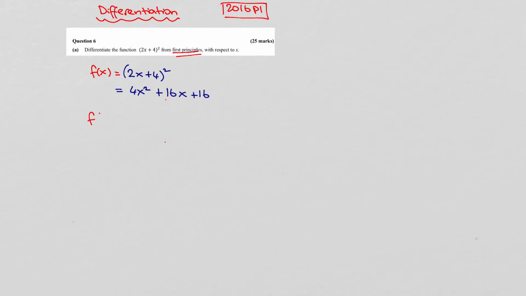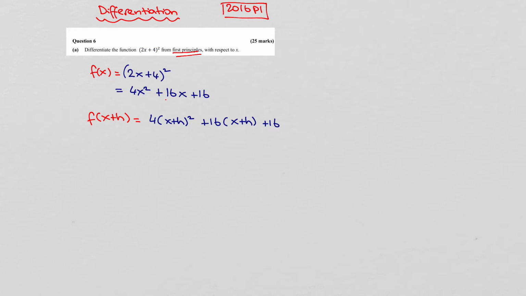My next step is to replace every single x with x + h, in other words making sure we're using brackets. Instead of x, I'm going to put in (x + h), and it's 4x squared, so I have to make sure that I square that (x + h). Then I have 16 times x, so again, instead of x, I'm putting in (x + h). Then I have 16, so there's no x there, so I don't do anything with that.